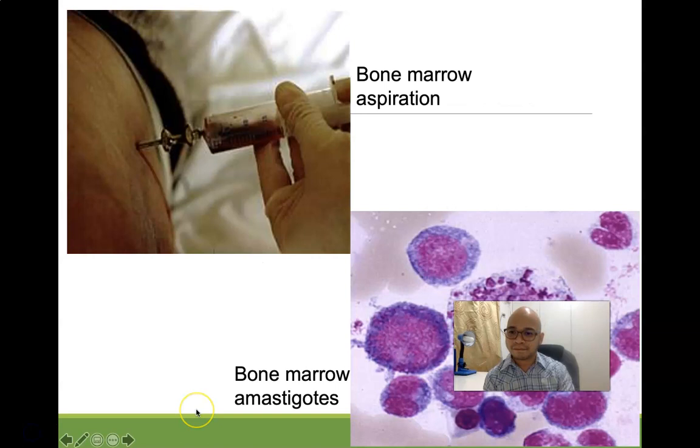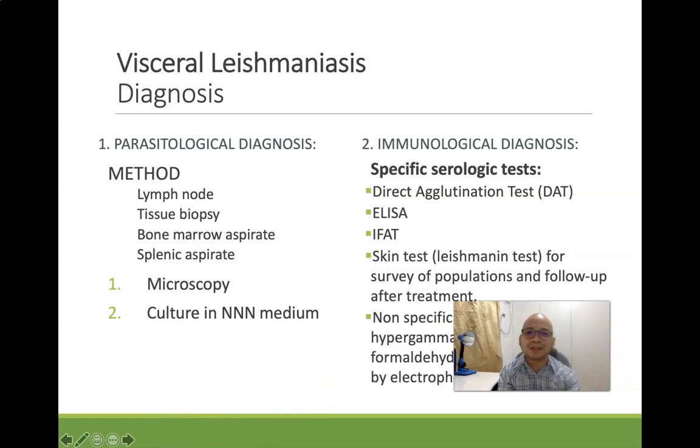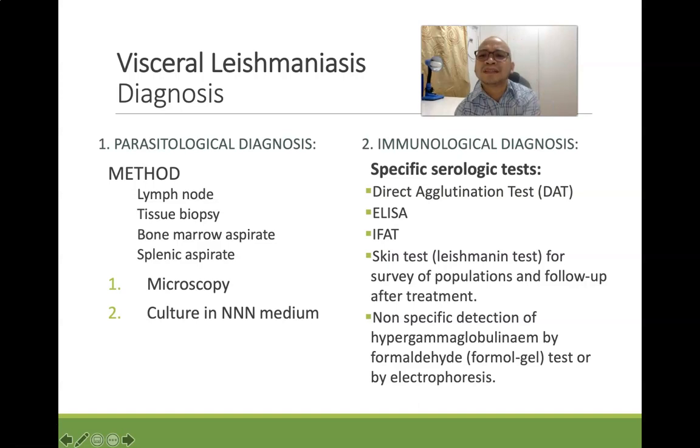Let's talk about the diagnosis for visceral leishmaniasis. The first method is the parasitological diagnosis, which means that we want to look for the presence of amastigotes from the various specimens that will be submitted to the laboratory. It could be a lymph node. If it's a lymph node, usually we have what you call the FNAB or the fine needle aspiration biopsy, wherein they use a very long needle and puncture the lymph node, and then hopefully they will be able to aspirate amastigotes. Tissue biopsy such as the liver and spleen, or spleen aspirate or bone marrow aspirate, may also be possible. And then we stain it, and then we look under the microscope.